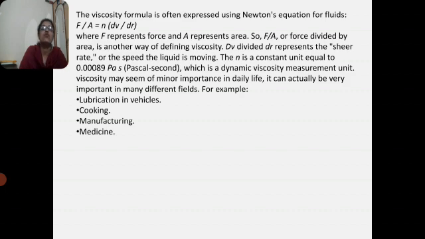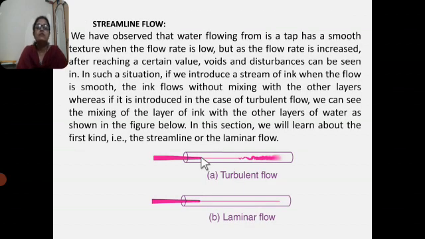Viscosity may seem of minor importance in daily life, but it can actually be very important in many different fields, for example lubrication in vehicles, cooking, manufacturing, and medicine. Now we come to the point that there are two types of motion in viscosity, that is streamline motion and turbulent motion. So consider streamline, turbulent flow and laminar flow.